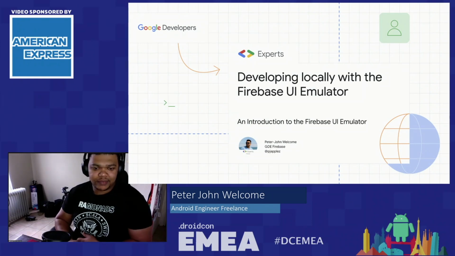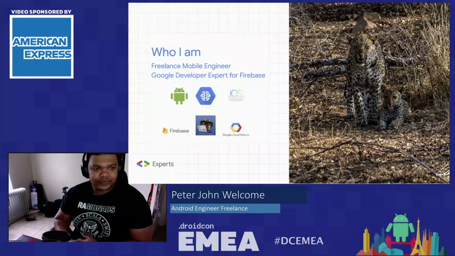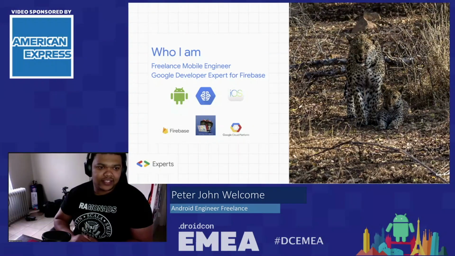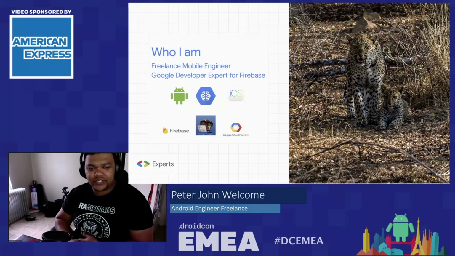And yeah, my name's Peter John. Welcome. I'm a freelance mobile engineer. I've been doing Android and iOS for a bit of time. I'm also a Google Developer Expert for Firebase. And these are the tech stacks that I like working on: Android, iOS, Firebase, Google Cloud, a little bit of machine learning. And I also have a podcast that speaks about mobile development.